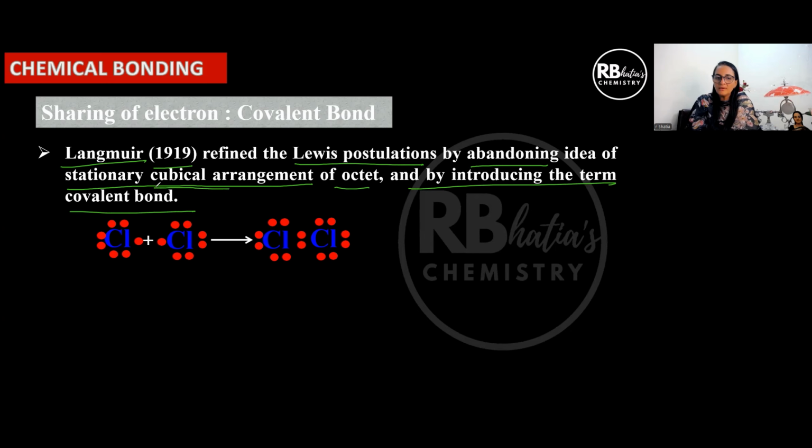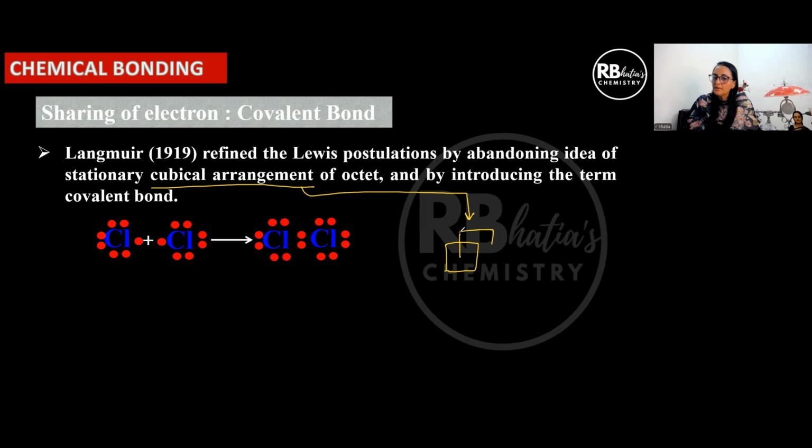Now, what is this cubical arrangement? This is also part of your NCERT, children. This concept of cubical arrangement suggested that each atom can be assumed to be like a cube, where it was believed that the center of this cube occupies the kernel. So what is an atom basically? An atom is kernel plus valence electrons, isn't it? Kernel plus valence electron makes an atom.